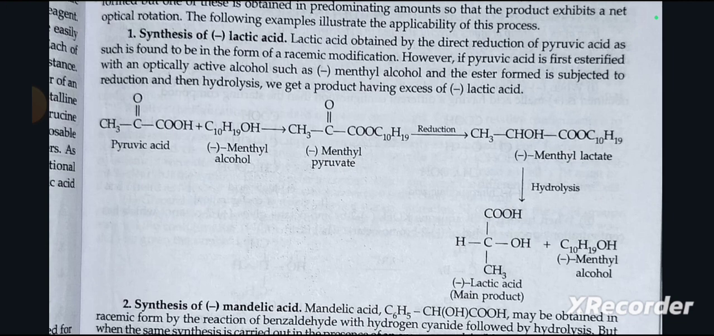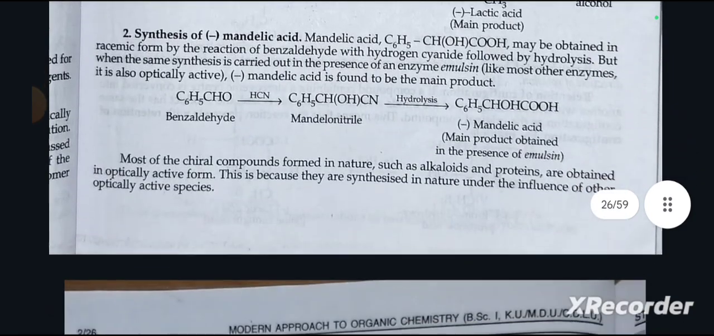CH3C=O COOH, pyruvic acid, plus C10H19OH, minus methyl alcohol, gives CH3C=O COOC10H19, minus menthyl pyruvate. Then reduction gives CH3CHOH COOC10H19, minus menthyl lactate, and then hydrolysis gives COOH CHOH CH3, minus lactic acid, main product, plus C10H19OH, minus menthyl alcohol.